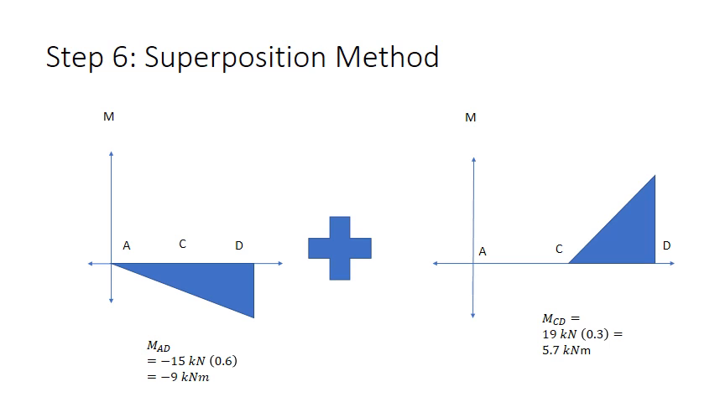And then for the CD, the moment at CD equals 19 kilonewton times 0.3, which is 5.7 kilonewton meter.